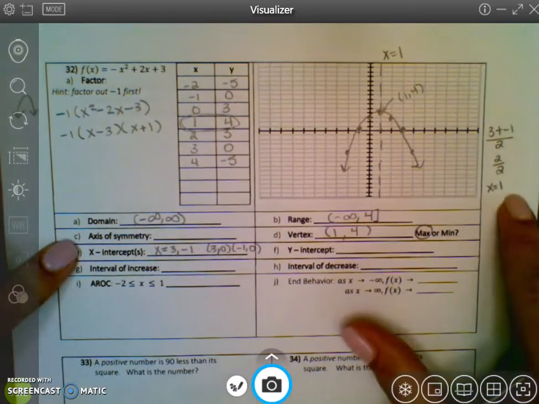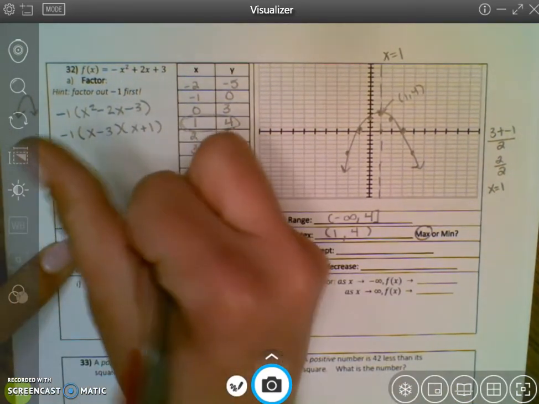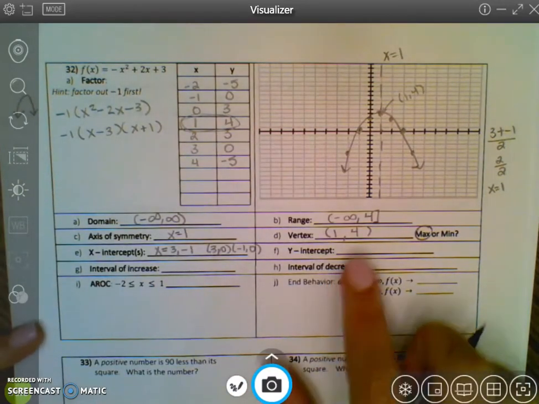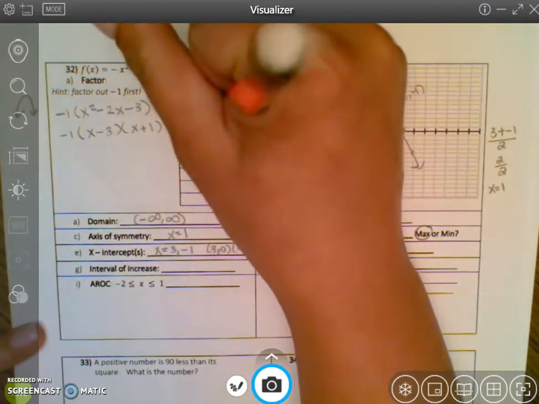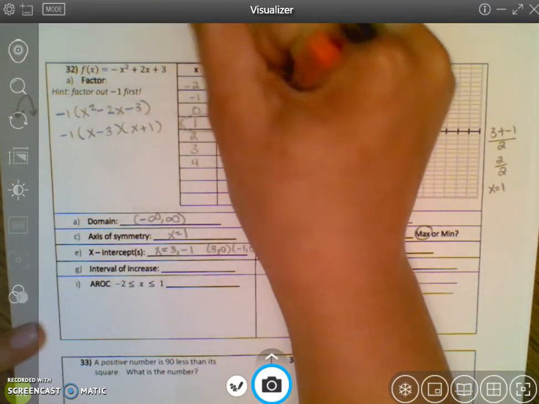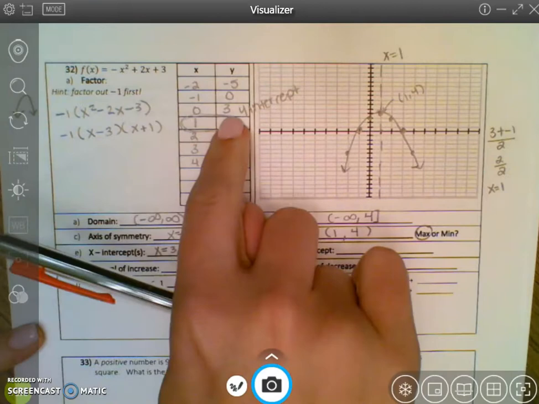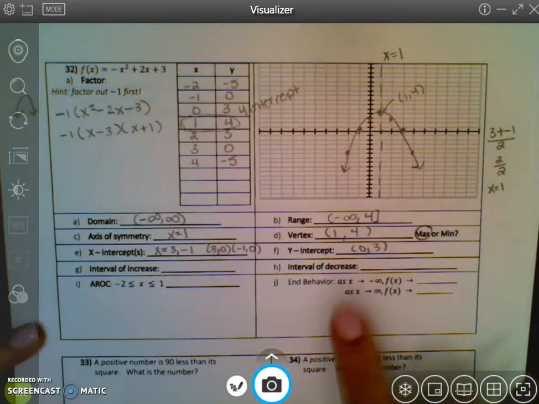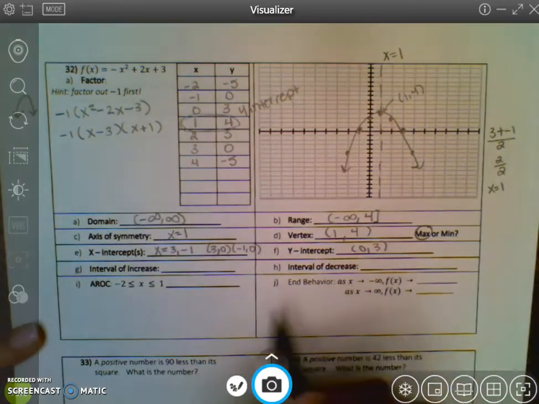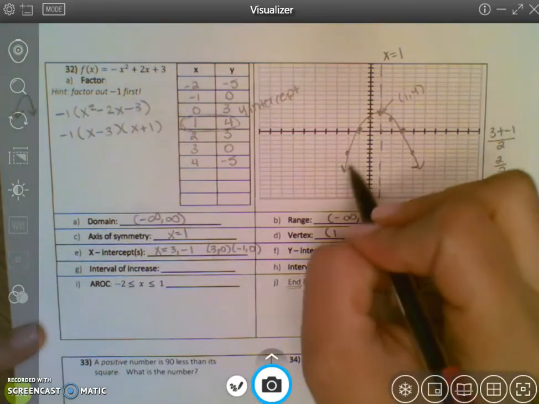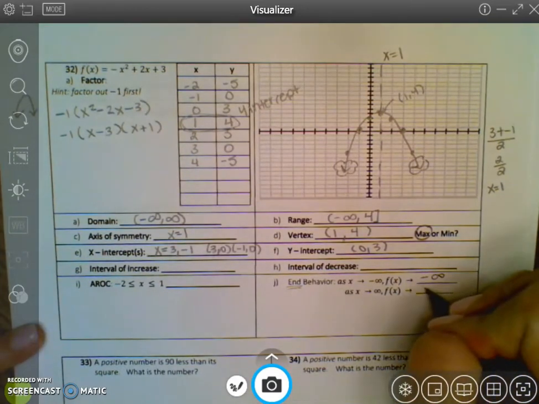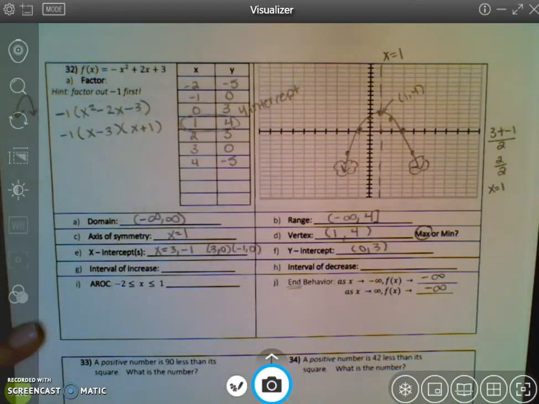Axis of symmetry found already over here: x equals 1. My y-intercept I have right here. Y-intercept is 0, 3. And my end behavior, I already know. Remember, it's called the end behavior for a reason. So look at the ends. They're both facing down, so they're both -infinity.